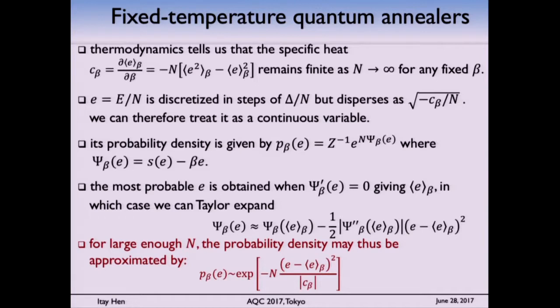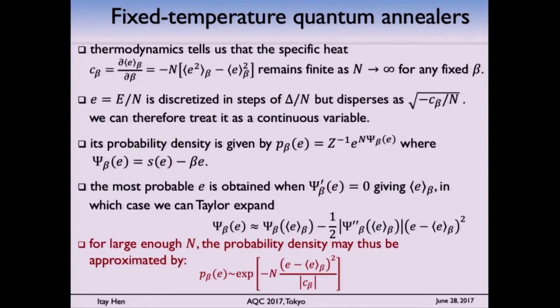And for these, you can calculate the specific heat, which, simple thermodynamics or statistical physics tells you, is n times the variance of this thermal average of e, and remains finite as n goes to infinity for any fixed temperature, which is our case here.